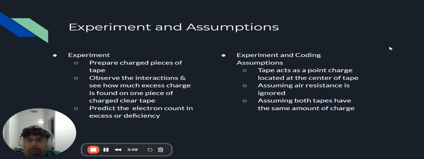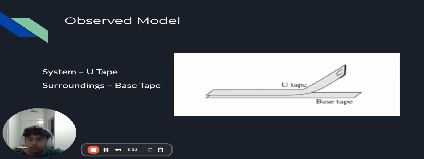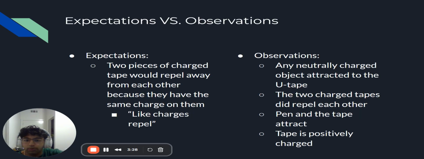Okay, so the experiment assumptions. In the experiment, we are preparing charged pieces of tape and we're looking at the interaction and seeing how much excess charge is found on one piece of the clear charged tape, and we're going to try and predict the electron count. So the assumptions of the experiment coding is we're acting like the tape is a point charge at the center of mass, assuming air resistance is ignored, and we're looking at how both tapes have the same amount of charge. So the system is the U-tape, and the surrounding is a base tape, seen in the image.